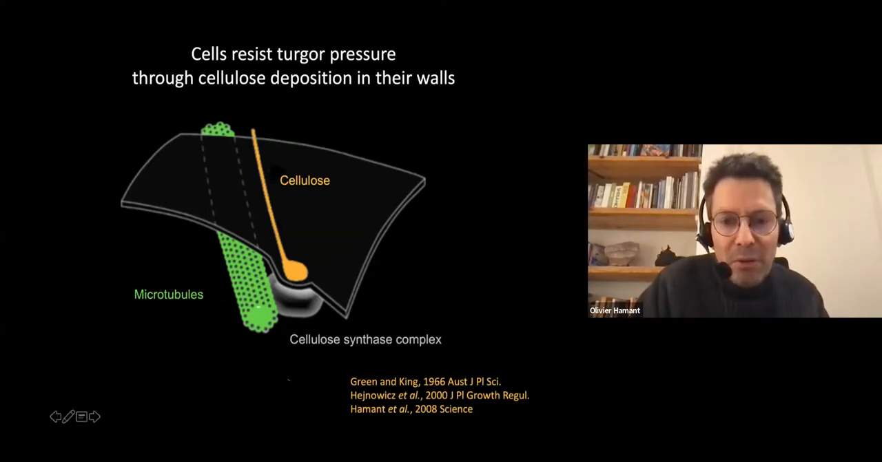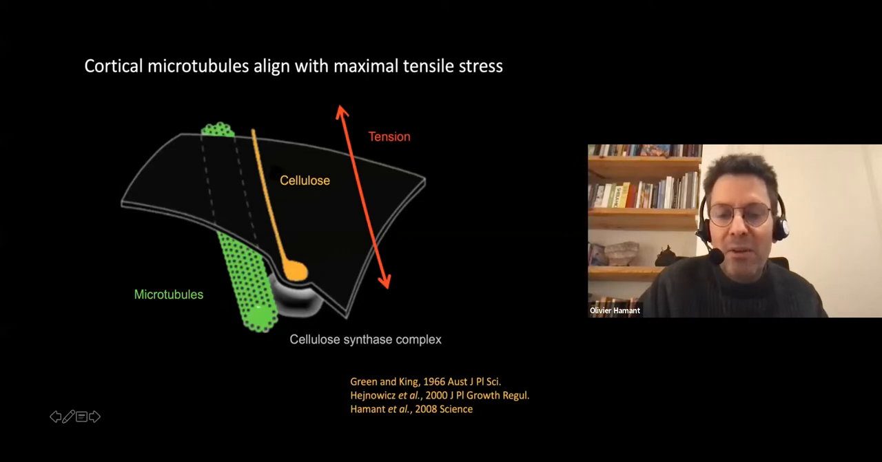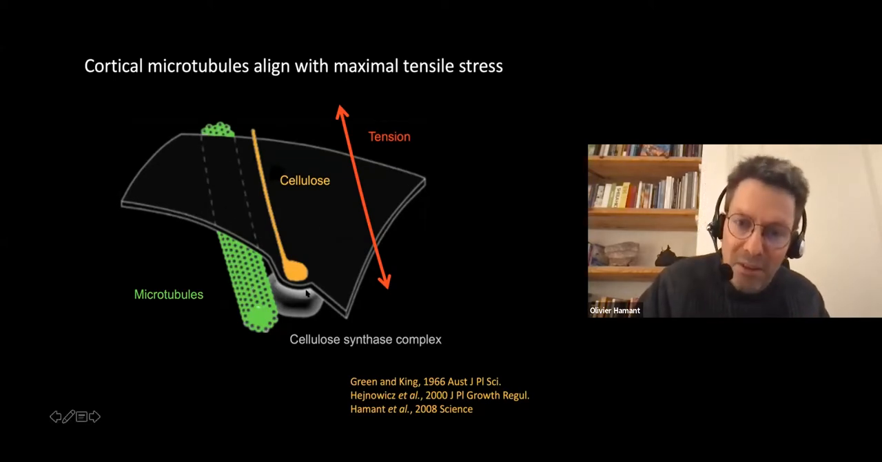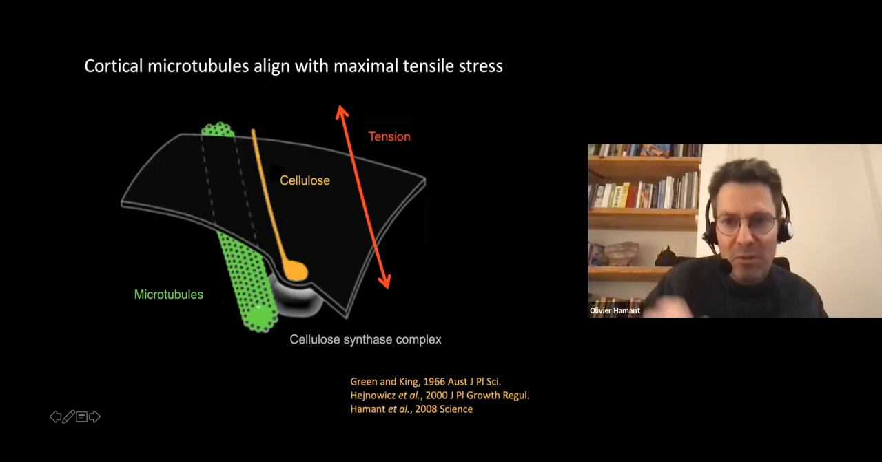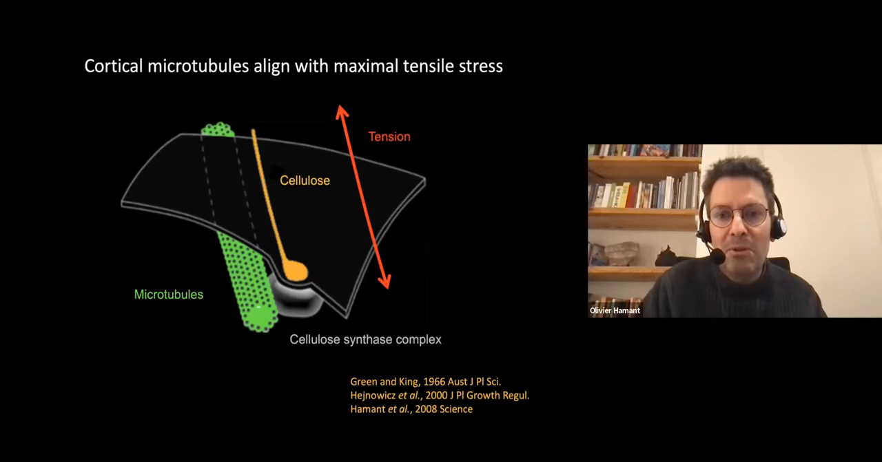And so we and others showed that actually all this is aligned with maximal tension. So this is a very neat system in which microtubules align with maximal tension. And by doing this, they align cellulose in the direction of maximal tension. So that way you resist maximal tension through cellulose alignment.